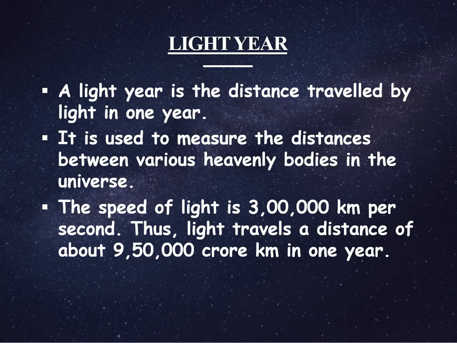The speed of light is 300,000 kilometers per second. Thus, light travels a distance of about 9,50,000 crore kilometer in 1 year.